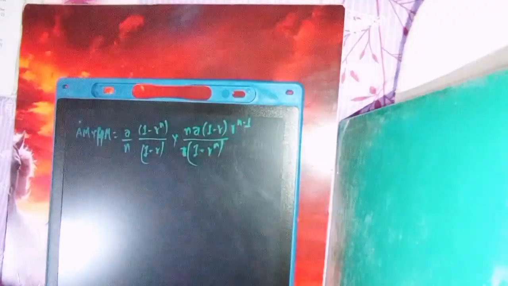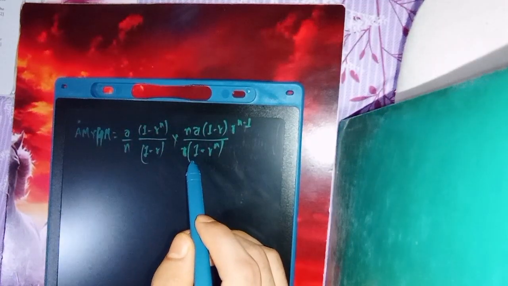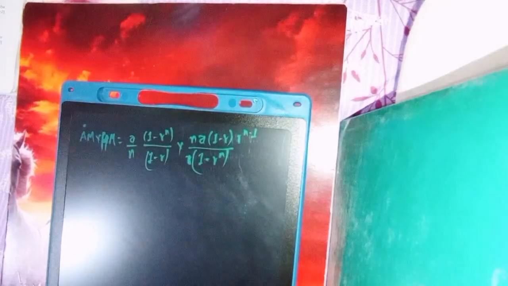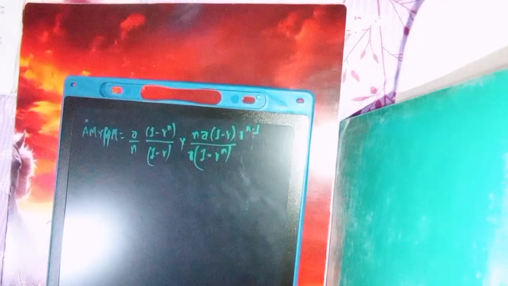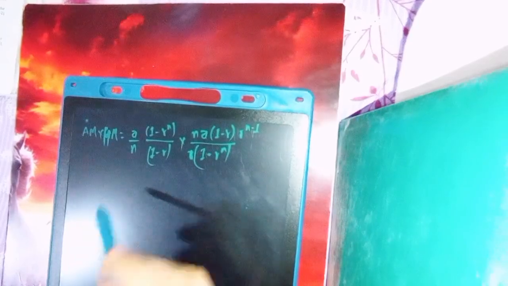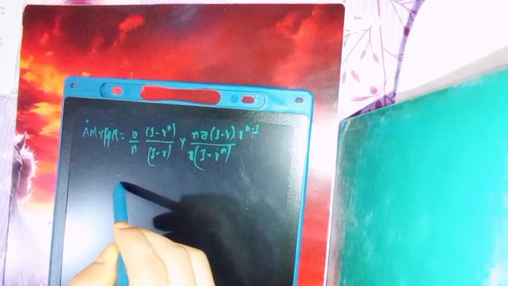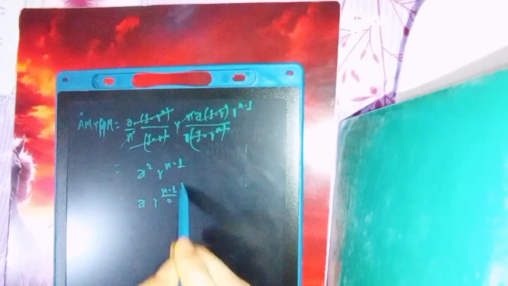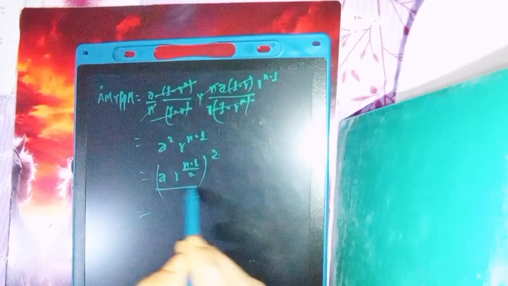It is a little low brightness. We have to increase the brightness. Now it is okay. Now this will be equal to 1 by r. Then this cancels, this cancels, this cancels, this cancels, this cancels. The remaining will be a square r^(n−1). We can write this as (a r^((n−1)/2)) whole square. The 2 cancels out, so 2 goes to the power of a. So this is the formula of GM.